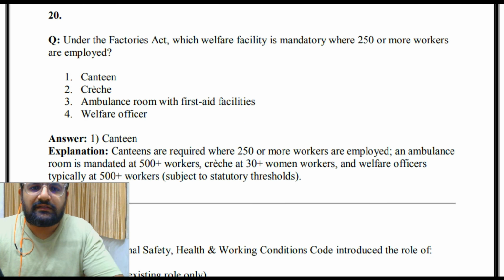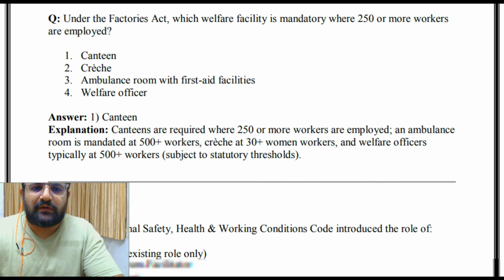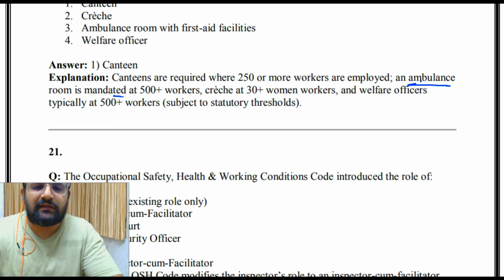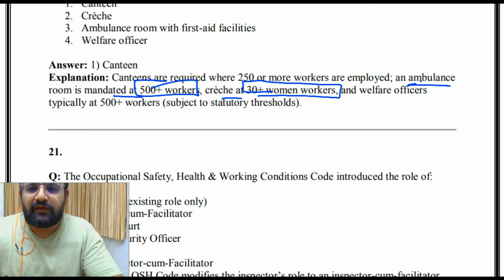Under the Factories Act, which welfare facility is mandatory where 250 or more workers are employed? Canteen, crèche, ambulance room with first aid facilities, or welfare officer? So answer is 1, canteen. Canteens are required where 250 or more workers are employed, and ambulance room is mandated at 500 plus workers. Crèche at 30 plus women workers, and welfare officers typically 500 plus workers subject to statutory threshold.